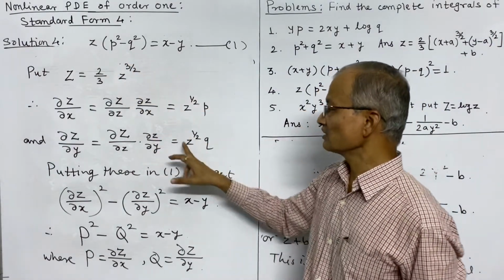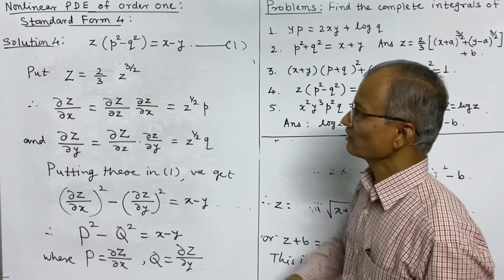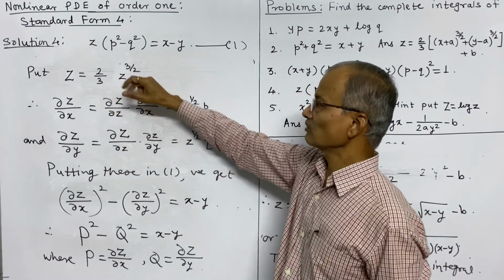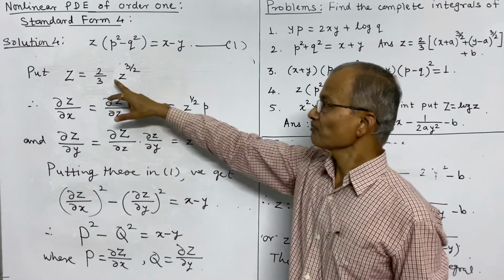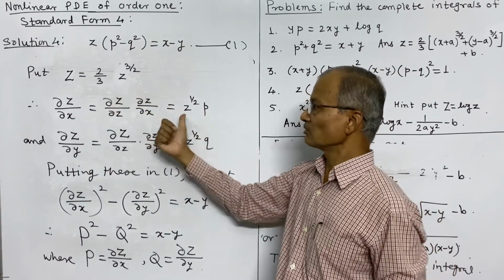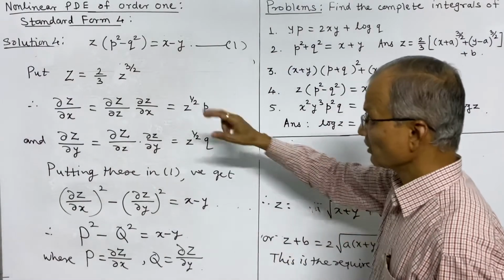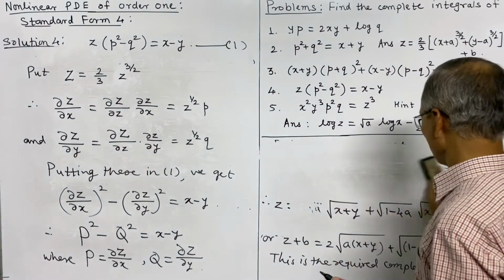z q square root is z to the power half into q, and therefore the substitution is decided to be 2/3 z to the power 3/2, so that its derivative will be root z. The derivative of this is root z. And now this equation can be written in standard form. It is actually in standard form 4.